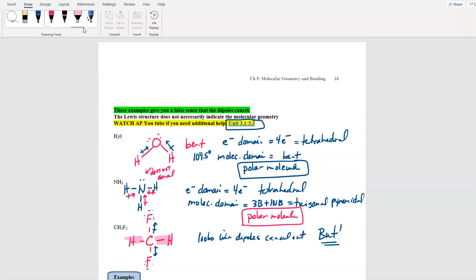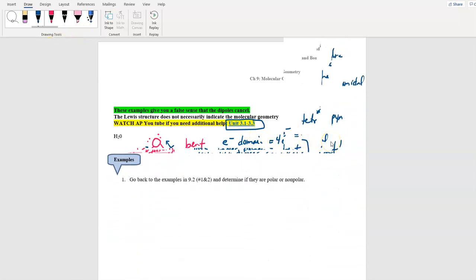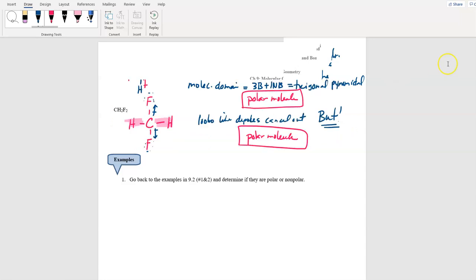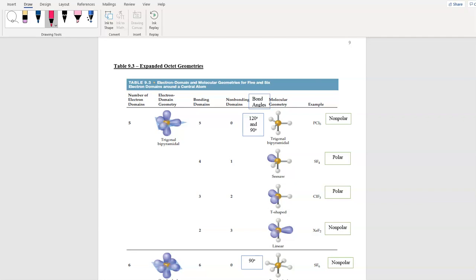Okay, so it looks like it cancels. Top and bottom are doing the same. Left and right are doing the same, but it's kind of like water. You have those 2 lone pairs and it's stopping the cancellation. So unfortunately, this would still be polar in the end because not all directions are equal in magnitude. 2 directions are doing one thing, the other 2 directions are doing another. Okay? In the examples in 9.2, go back to the examples 9.2, number 1 and 2, and determine if they're polar or nonpolar. So back in our notes right over here, in 9.2, number 1 and 2.